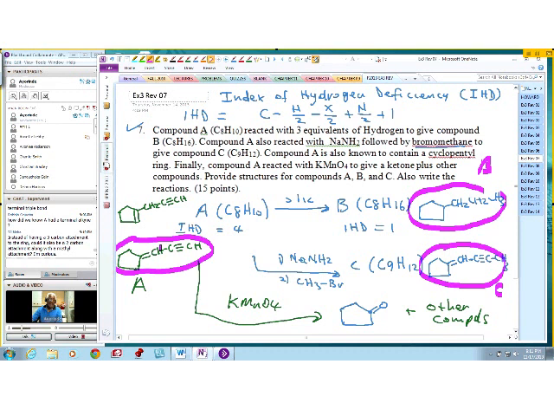Now, notice what we've done here. This is a case in which you need to know your reagents. If you don't know your reagents, you cannot do this. Then once you know your reagents, you begin to use your own critical thinking skills. So this is not a case of simply knowing your reagents.